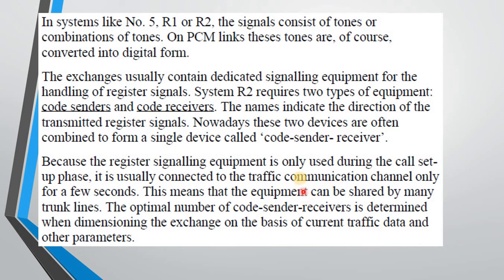Right now, just as side information on the different terminologies, as I introduced in-band and out-of-band, there are also code senders and code receivers in the old signaling system of R2. Code senders and receivers are basically signaling processors. Those are used in the local exchanges, and they can be used for multiple sessions as the signaling is not kept on going, and they can be connected to different end devices.